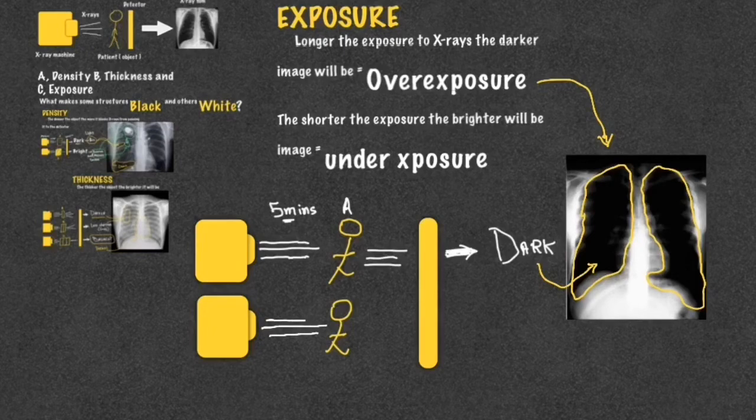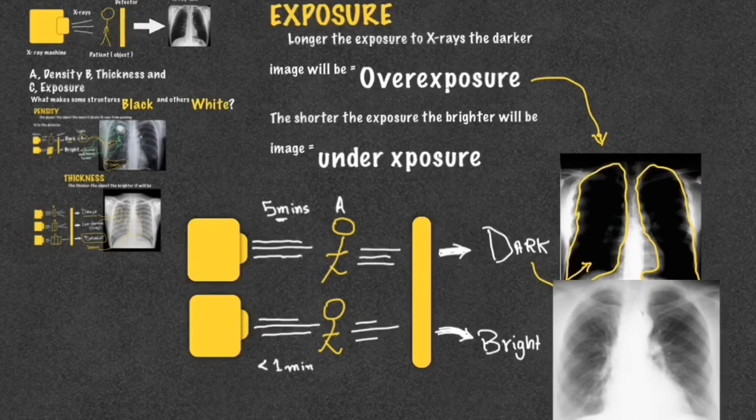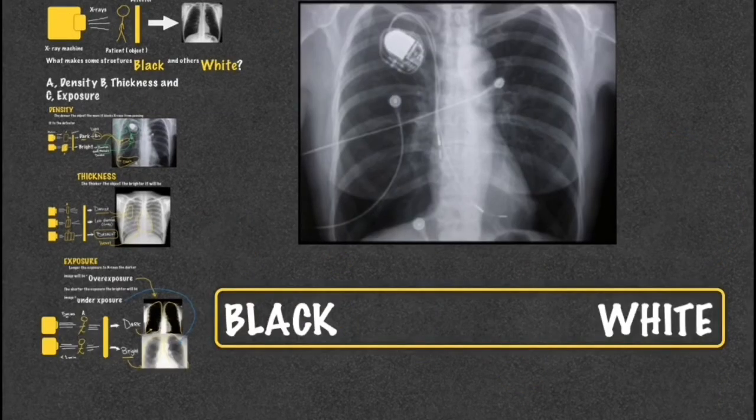And then in case of B, let's say we do not allow the object to be exposed for the normal time, but for less than normal time, so the image will be brighter. This is called underexposure, because the shorter the exposure, the brighter the image will be. And in this case, again, it's not good quality. So that's overexposure and underexposure.